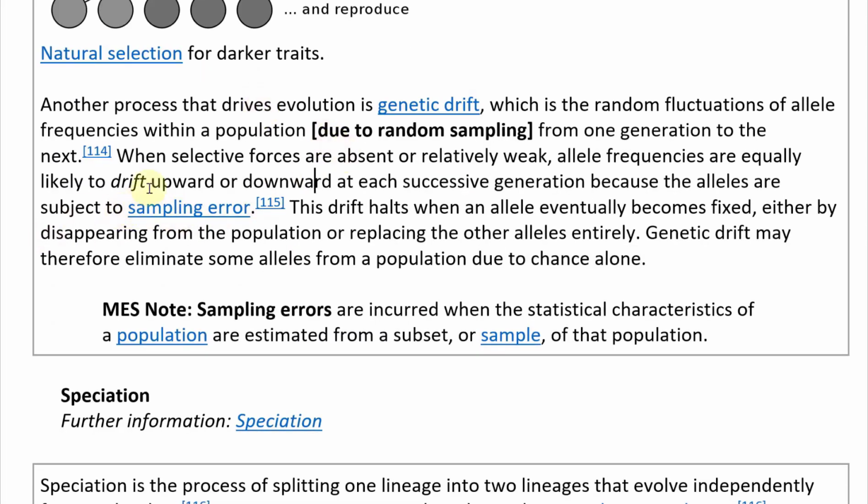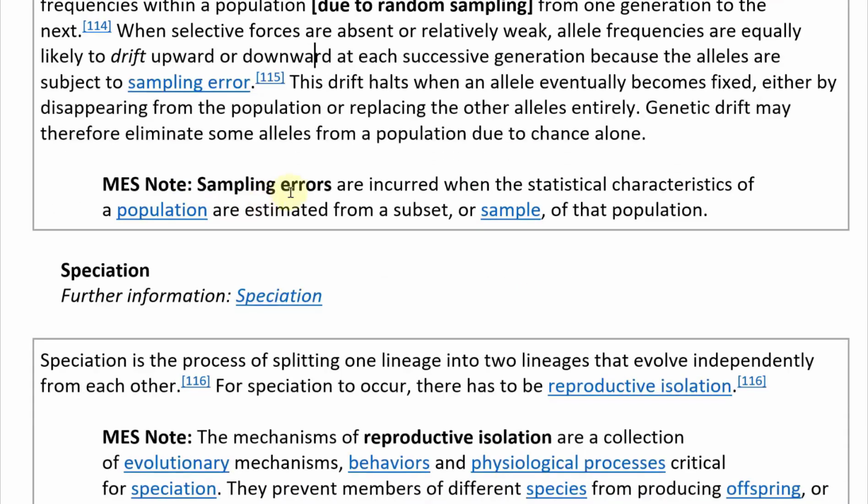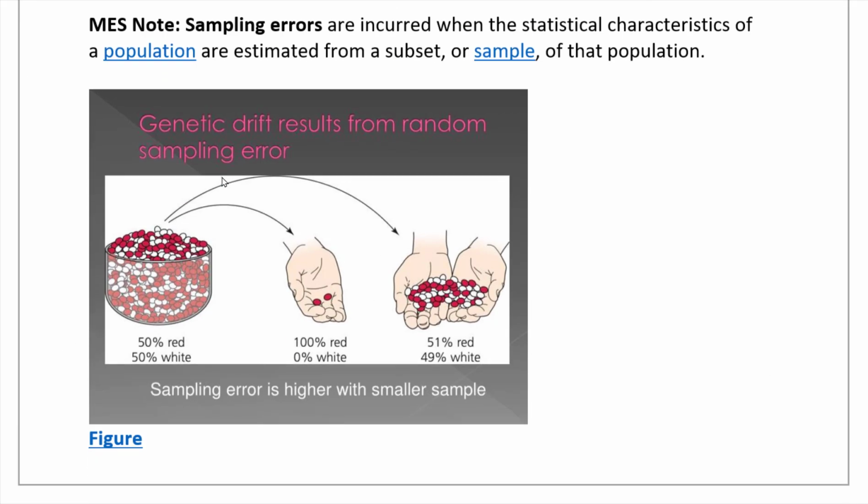And this is the sampling error. When selective forces are absent or relatively weak, allele frequencies are equally likely to drift upward or downward at each successive generation because the alleles are subject to sampling errors. Sampling errors are incurred when the statistical characteristics of a population are estimated from a subset or sample of that population. In terms of biology, this means, for example, if you have a population of animals and a few of them migrate, that's going to be affected by a sampling error, because the few that are migrating are not always going to be fully representative of the initial population.